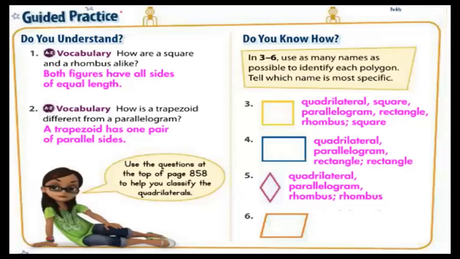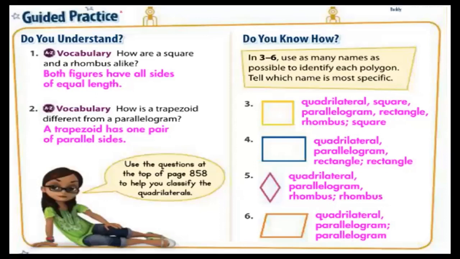The last one, number 6. Yes, I heard you all. Parallelogram, Mr. Walid. Yes, parallelogram. But we should write as many names as possible to identify the polygon. Then select the specific one. So this is a quadrilateral and parallelogram. And the most appropriate one is parallelogram.